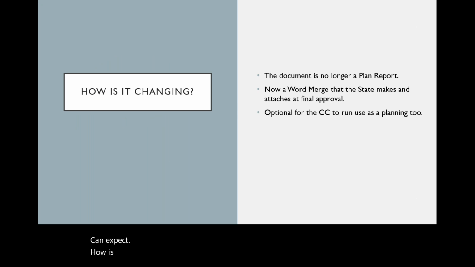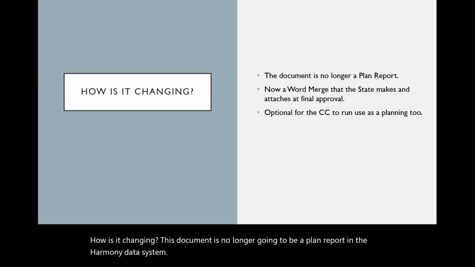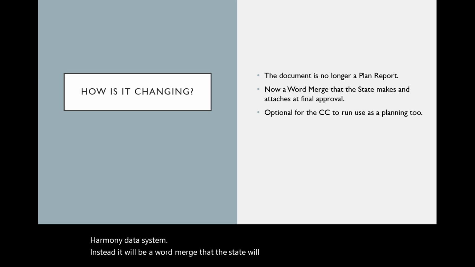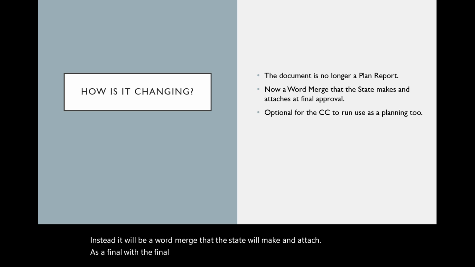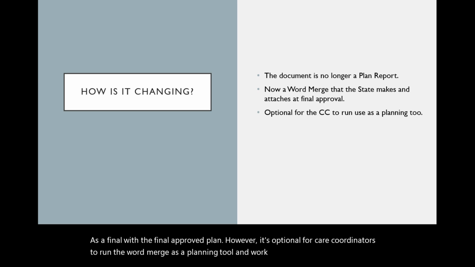How is it changing? Well, this document is no longer going to be a plan report in the Harmony data system. Instead, it will be a word merge that the state will make and attach with the final approved plan. However, it's optional for care coordinators to run the word merge as a planning tool and work with providers.